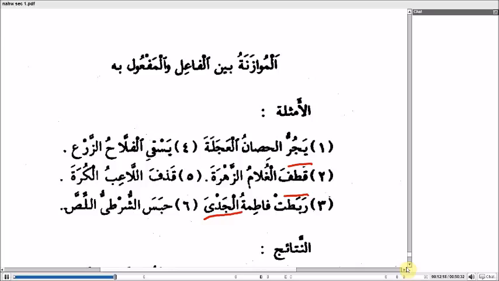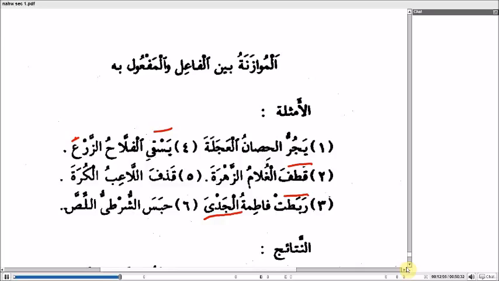Yasqi al-fallah al-zara. Yasqi is to water. Al-fallah is a farmer. Al-zara is a field or the crops. So the farmer waters the crops. قذف اللاعب القرة. Qadafa is to throw. Al-la'ib is the player, like a player on a basketball team or a soccer team. Al-qurra, a ball. So the player threw the ball.